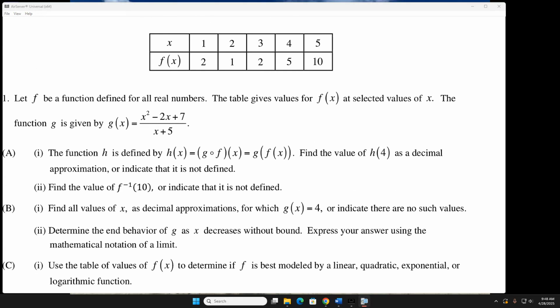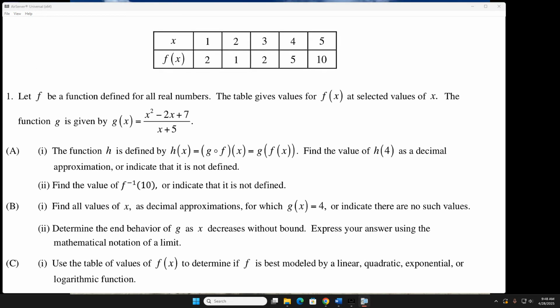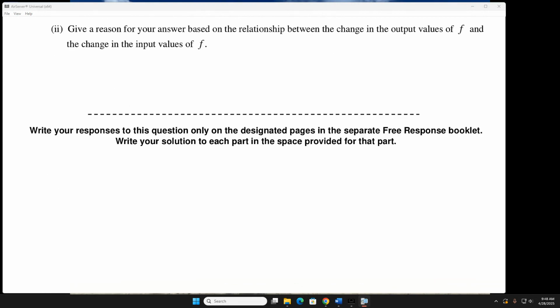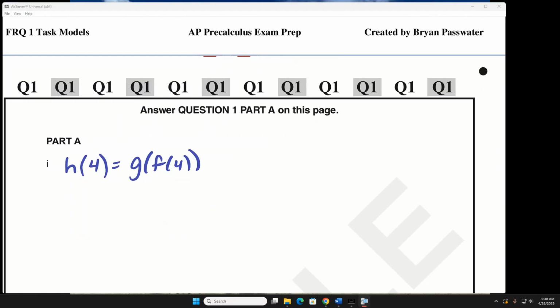So for sure, one of your functions is going to be a table or a graph. This one's a table. The other one is going to be in algebraic form. You're going to put the algebraic form one in the calculator. And then part A1 is going to be a composition, and that's what we're doing: G of f of 4.